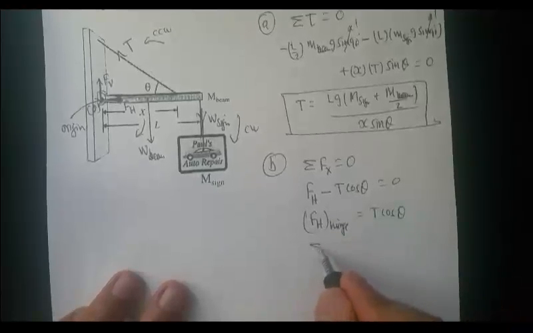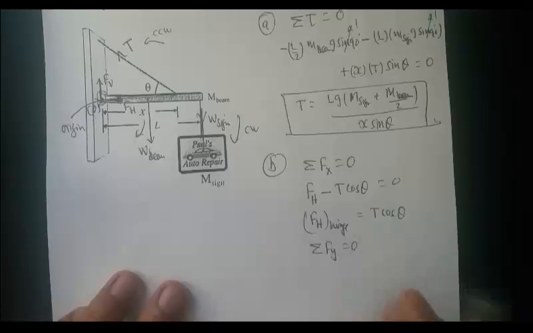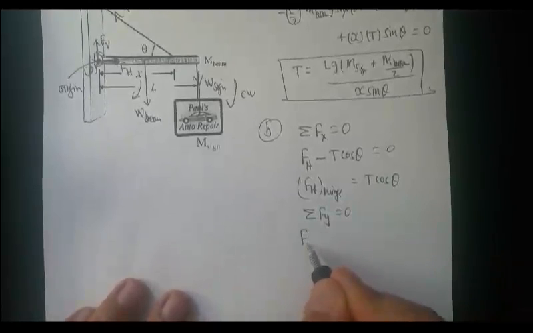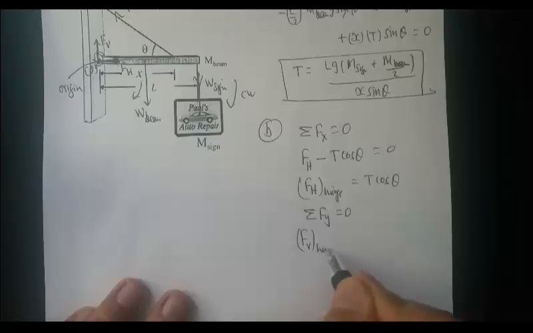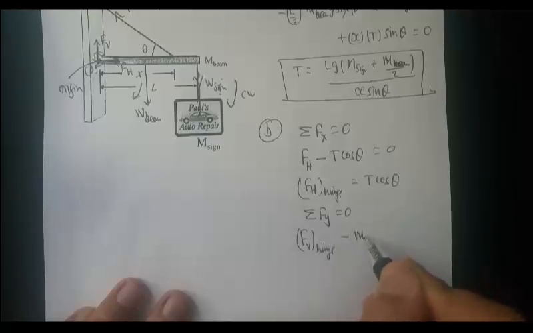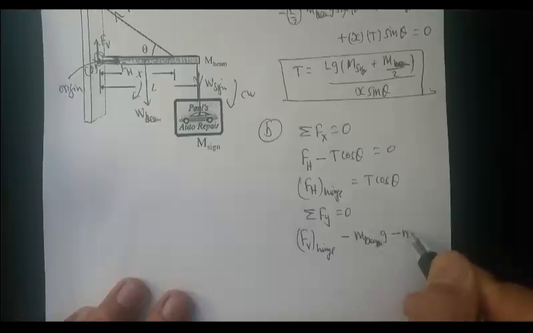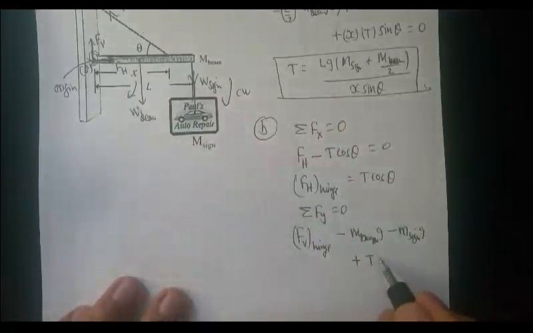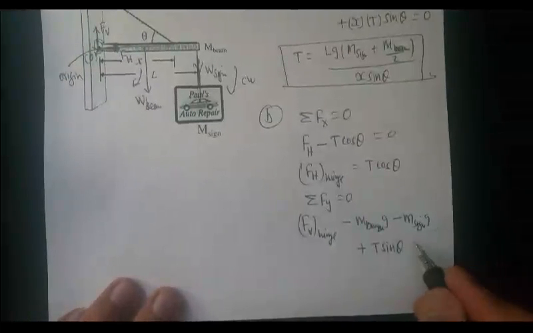Similarly, you apply the sum of the forces in the y direction equals 0 to find the y component of the hinge force, the vertical force of the hinge, minus the weight of the beam, mass of the beam times gravity, minus mass of the sign times gravity. And one more thing, don't forget the components of the tension. So T sine theta, because this is in the second quadrant, this y component is positive. T sine theta is equal to 0.